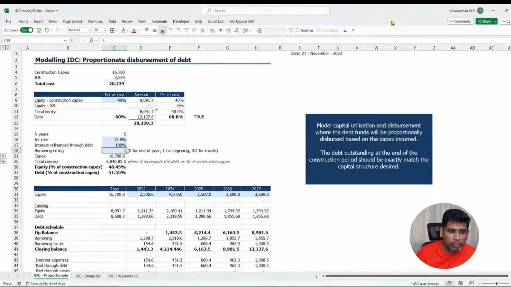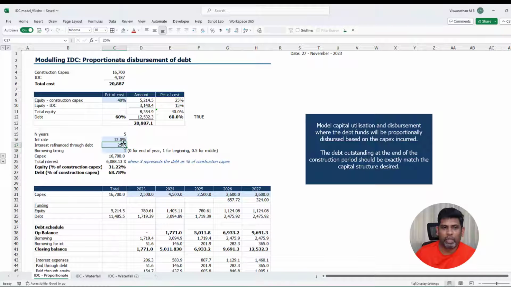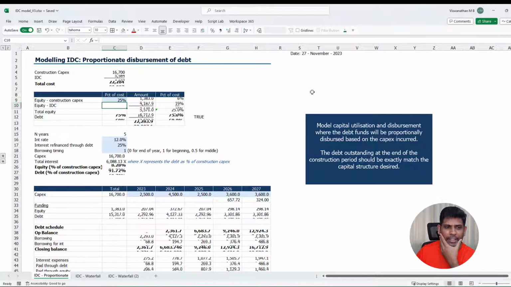This model also allows you to change the proportion of IDC that will be financed through debt, because where is the IDC going to come from? Right now I'm assuming 100% of it will be funded by the bankers. We could make it 80-20, 60-40, 60% from bankers and 40% from equity holders, or 25-75. You can see here, whatever number I take, eventually the final answer I get is 60%. My debt is 60% of total capex. It can even be 25-75, my equity and debt distribution.